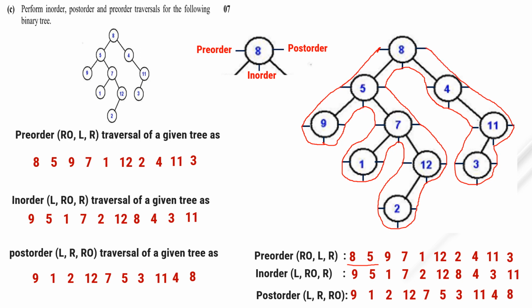So you can verify the answer. The answer will be the same. Okay, 8, 5, 9, 7, 1, 12, 2, 4, 11, 3 in pre-order. Okay, the answer will be the same. So it takes hardly 5 minutes compared to applying it on each and every node like L, Root, R.